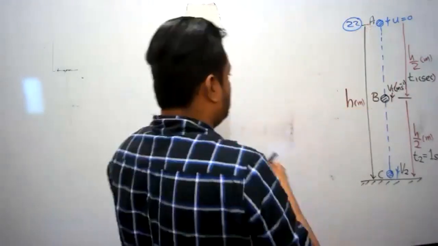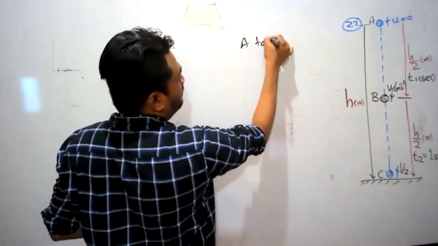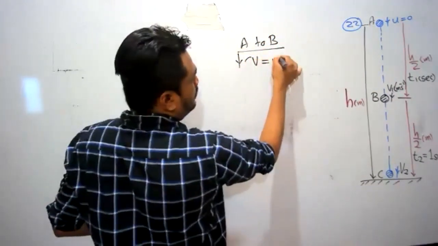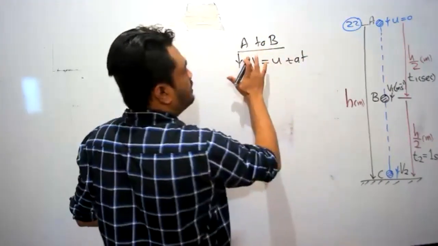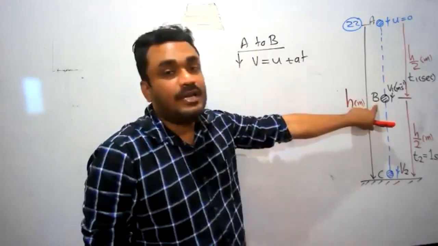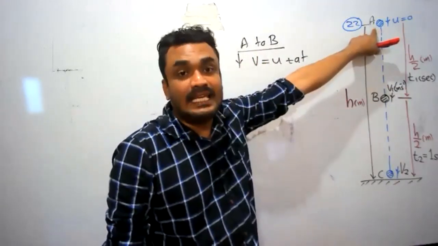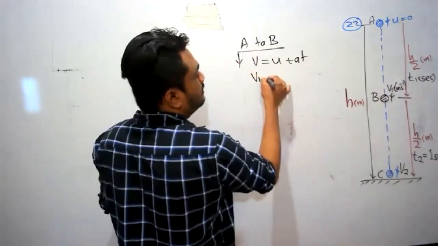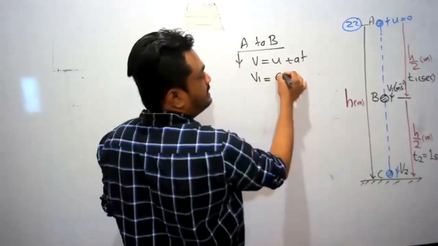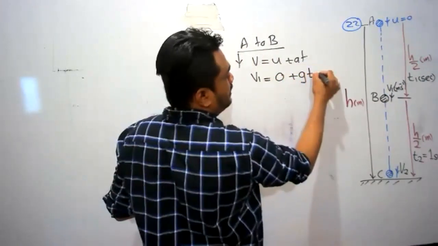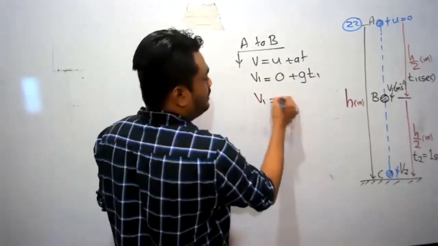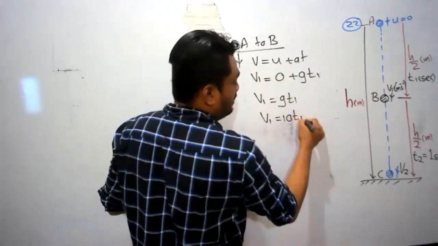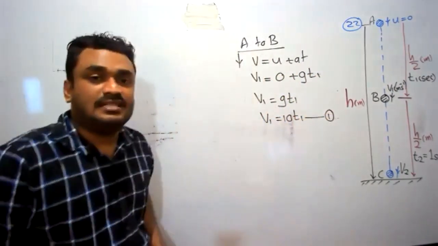A to B, vertically downward. I apply the equation V equals U plus AT. V is the velocity at the point B, the final velocity. U is the velocity at A, the initial velocity. T is the time taken. Velocity at B is V1. Velocity at A is the initial velocity, that is 0. Acceleration is simply G. Time taken is T1. So we will get V1 equals GT1. We know that G is 10. So V1 equals 10T1. Let us mark this as the first equation.